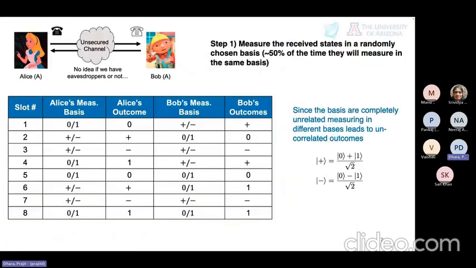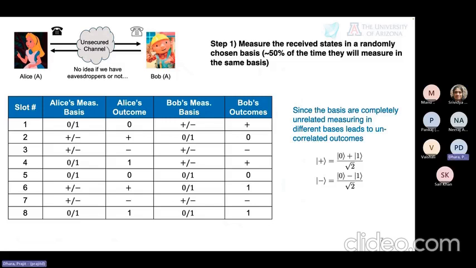So let's say Alice and Bob do this measurement, and they choose the basis independently. Here are 8 possible trials where Alice chooses a measurement basis and Bob chooses a measurement basis. And Alice and Bob will get outcomes accordingly. Now, what we know is that if the measurement bases are the same, meaning Alice chose 01 and Bob chose 01 as well, because of the perfect correlation that we have in the quantum states, they'll get the same outcome.